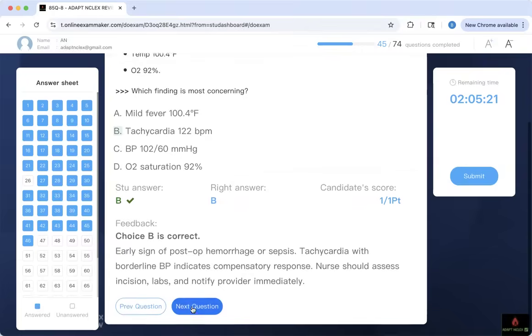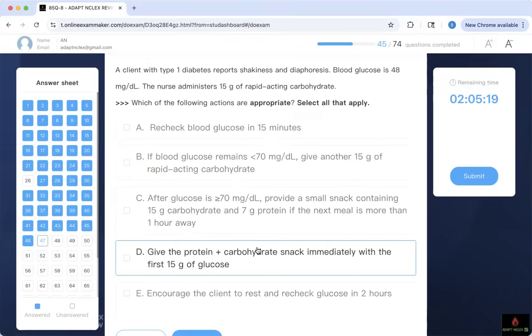Don't worry about it. A client with type 1 diabetes reports shaking and is diaphoretic. Blood glucose is 48. Okay, hypoglycemia. The nurse administered 12 grams of rapid-acting carbohydrate. That's what you're supposed to do. Which of the following actions are appropriate? What is the next thing you should do?